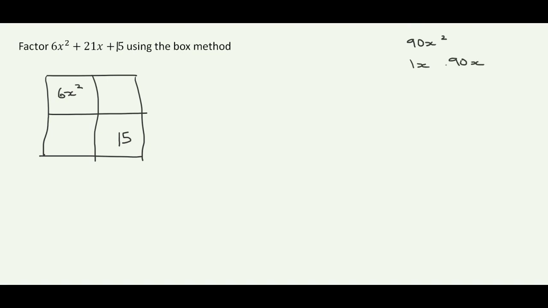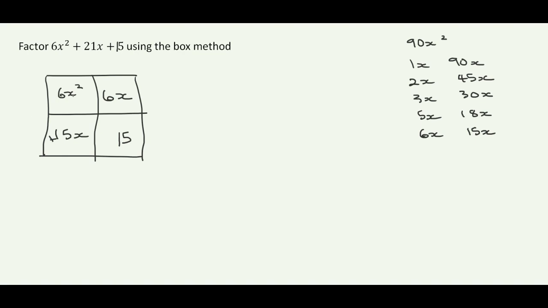So our factors are 1x and 90x. We can get 21 any way we manipulate that. 2x and 45x, we can get 21. We have 3x and 30x, we can get 21. 5x and 18x, we can get 21 that way. 6x and 15x. So we're going to use 6x and then we're going to use 15x. So this is a plus here.